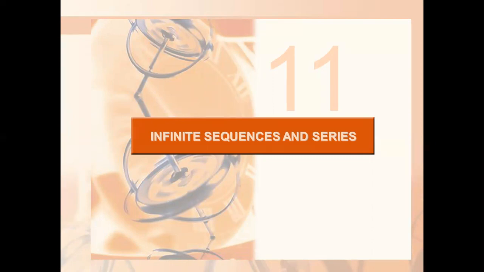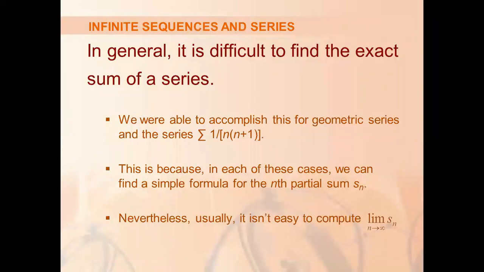So far, we have been able to find the sum for two series. One is the geometric series, whose sum is given by the formula a over 1 minus r, while the second series is 1 over n times (n plus 1), whose sum is 1. This is because in each of these cases, we can find a simple formula for the nth partial sum Sn. Otherwise, it is not very easy to compute the limit of the nth partial sum.